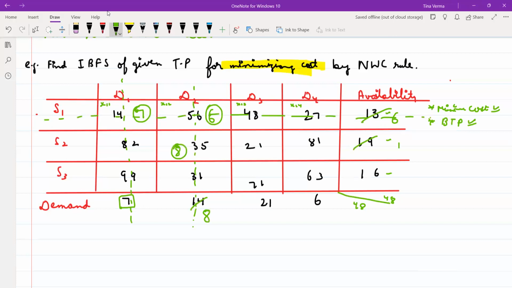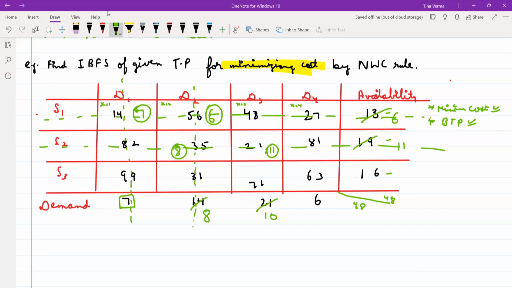And this is 19 minus 8. That will be 11. The next northwest entry is this. What is minimum? 11 or 21? So you will assign 11 over here. But you will cut, row or column? And this is 21 minus 11. That will be your 10.